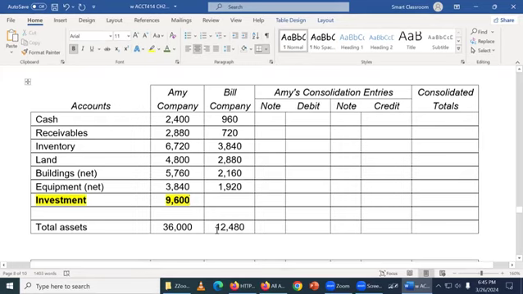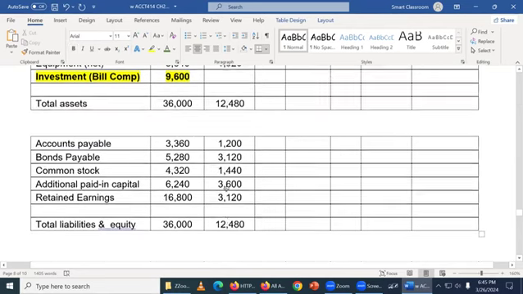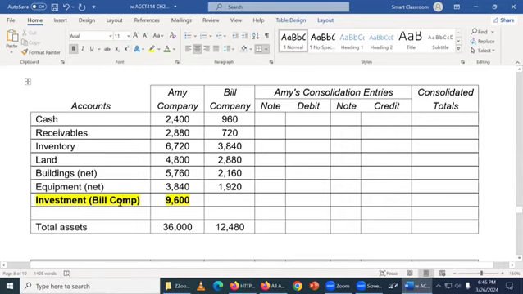So notice if we just took the two companies and smashed their assets together, you know, add their cash, add the receivables, add all this blah, blah, blah, we would actually be counting Bill twice because this investment is actually the Bill company. So if we were to just add both of these together and include that investment, we'd be counting Bill twice. We'd have all Bill's assets and liabilities, and we'd also have this investment, which is Bill's company.